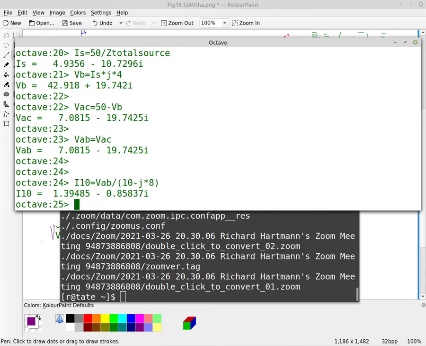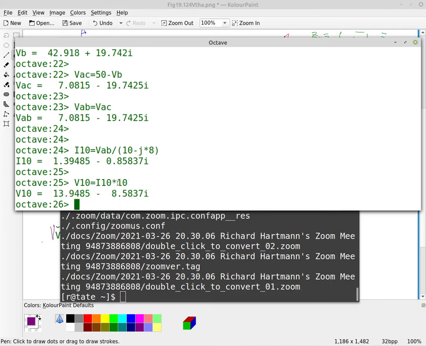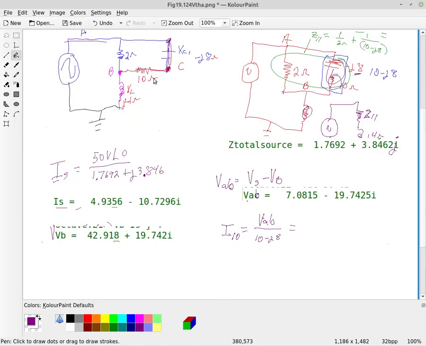And then, using Ohm's law one more time, I can calculate the voltage across the 10 ohm, which is the current times 10 ohms resistance. So the current through the 10 ohm resistor times the 10 ohms gives me the voltage across the 10 ohm resistor. But the voltage that we're looking for here is this voltage. And so this voltage here is the voltage across here plus the voltage across there.